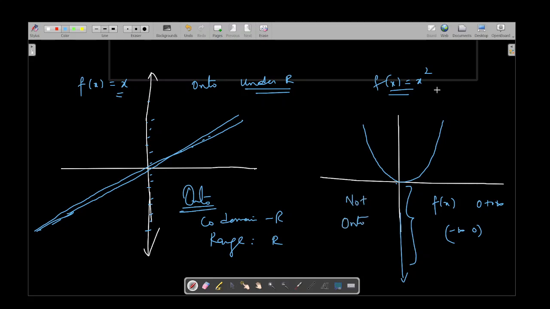For this function, the codomain is the complete real numbers, and the range is only R plus, or we can say it is 0 to infinity. Hence it is not onto. So this is how we find whether a function is one-one or onto with the help of graphs. Thank you.